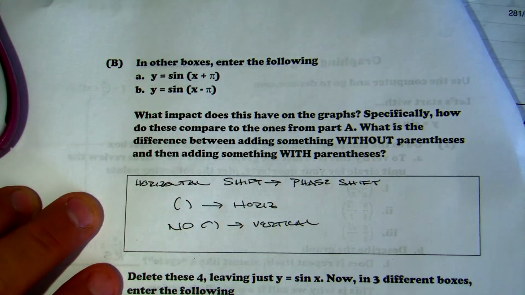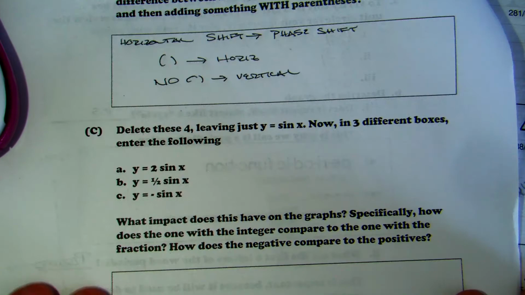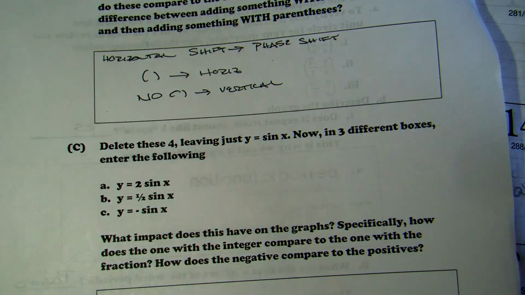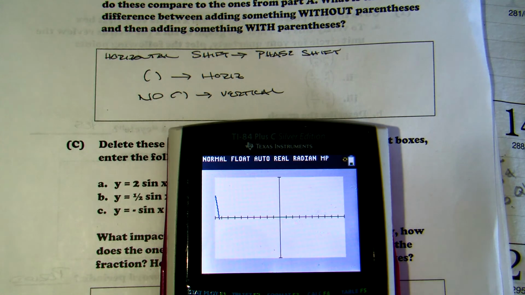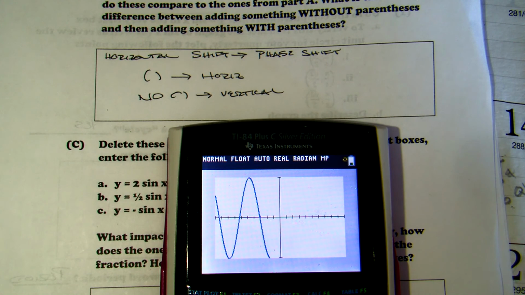Now it says delete these four, leaving just y equals sine x. So I go back and delete everything else. Now we're going to graph them, and to make it easier on you, I'm going to show you one at a time. So here's 2 sine x. There's 2 sine x. There's sine x again. Graphing in all its glory. The advantage to you is it doesn't have to regraph.